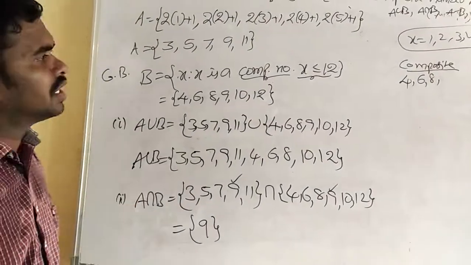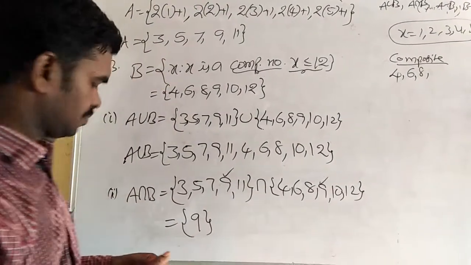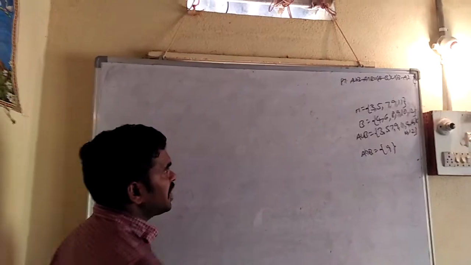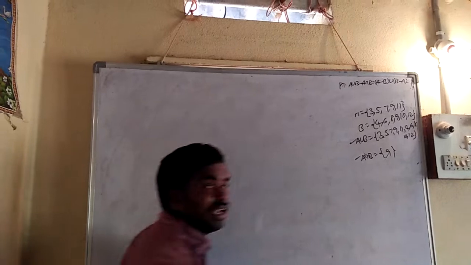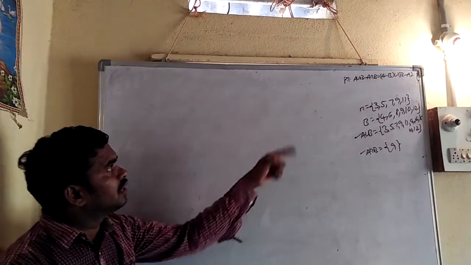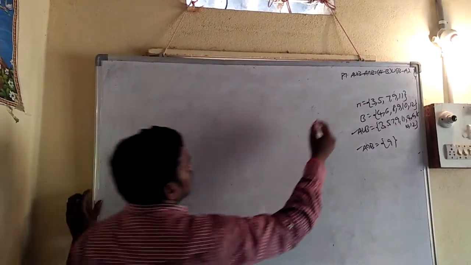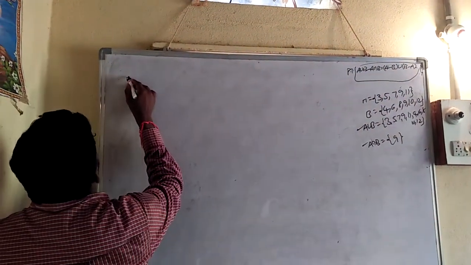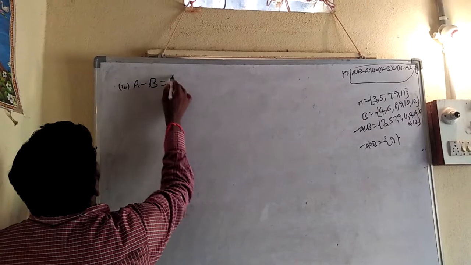Okay, leave it. Next, we have to find B minus A. So we got A union B, A intersection B. Just now we have done. In the next, we have to find... actually, this is what we have to prove. Okay. Next, third one, A minus B.